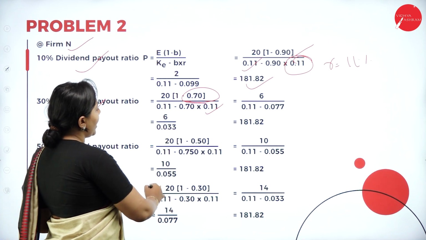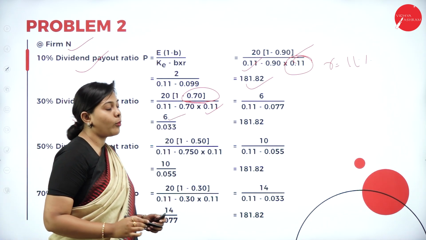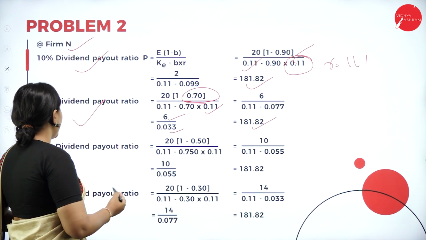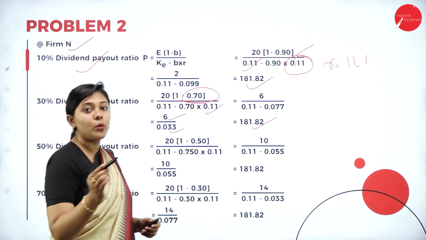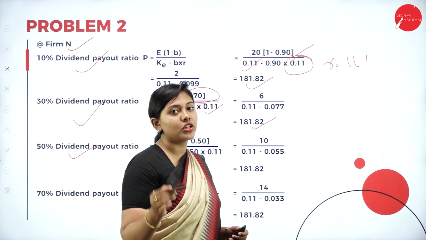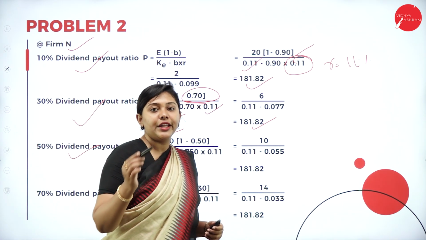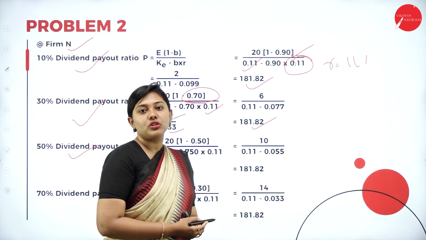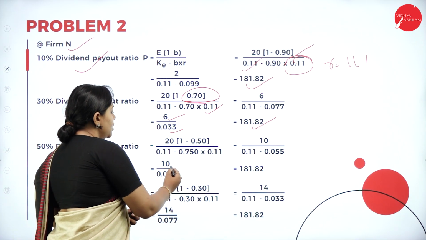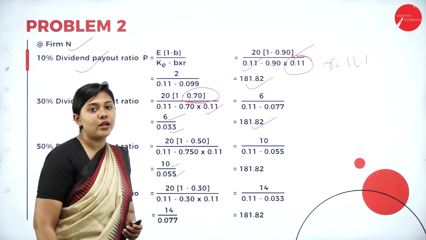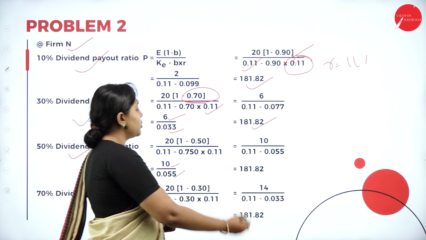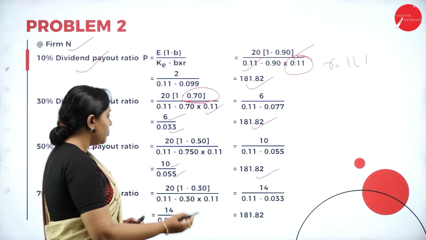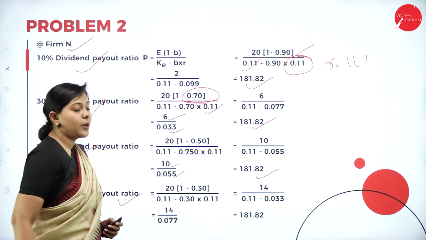Moving forward, 30% dividend payout ratio, the 70% will be the retention ratio, and your return R is 0.11. If you substitute the value, you get 6 divided by 0.33. The answer again is 181.82. And again 50% dividend payout ratio. When the dividend payout ratio is 50%, retention ratio will also be 50%. Rate of return is 11%, 0.11 with the same capitalization rate. Let's substitute the value. So the answer you get is 10 divided by 0.55. Again you get the answer as 181.82.